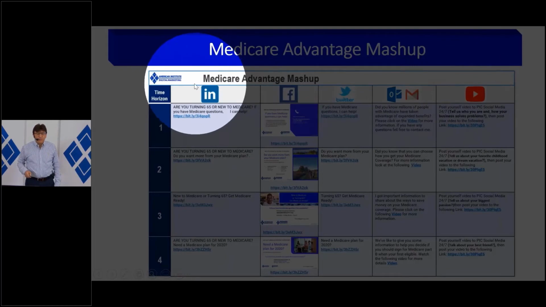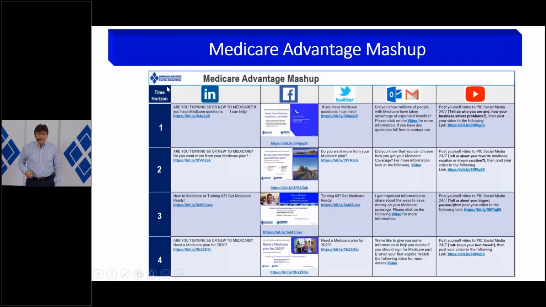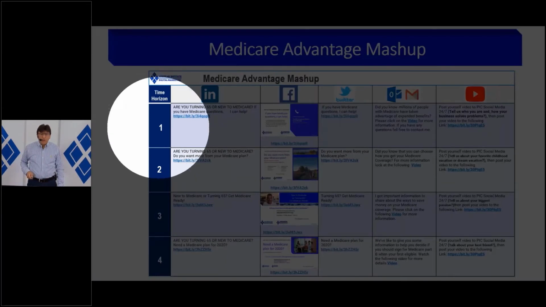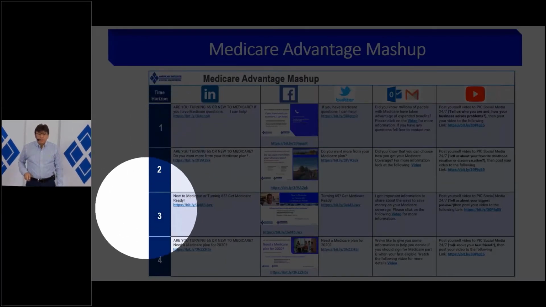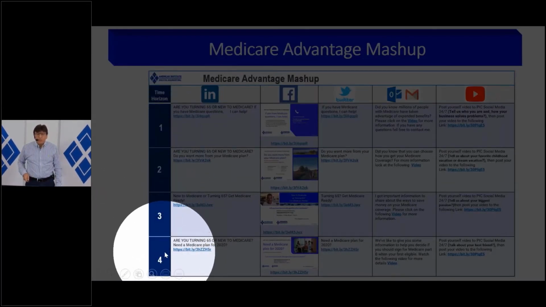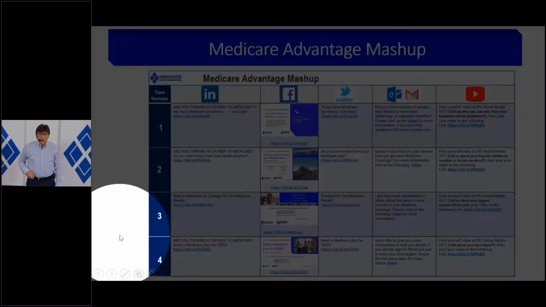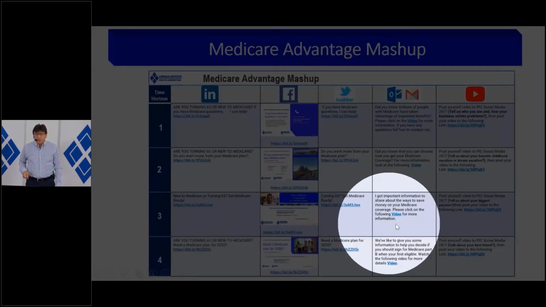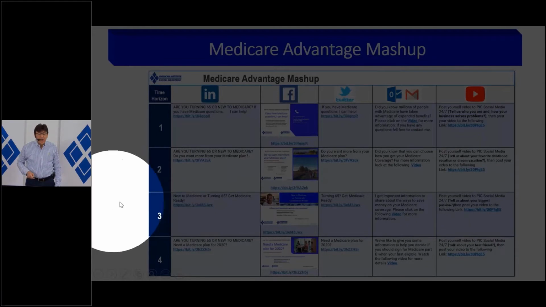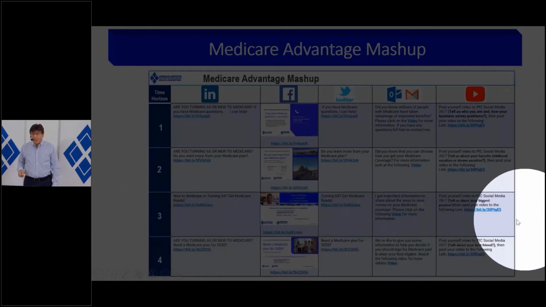So 5 channels. And in this specific Medicare Advantage mashup, the time horizon is weeks. So we have 4 weeks. Week number 1, week number 2, week number 3, and week number 4. Today, we're going to be executing time horizon number 3. So we're going to be executing this line of the Medicare Advantage mashup.